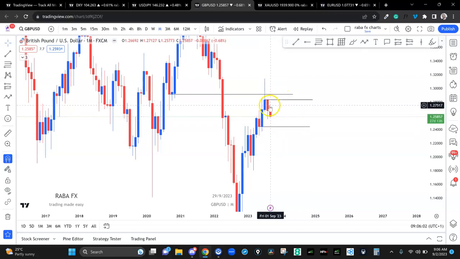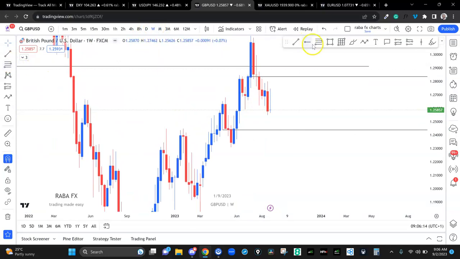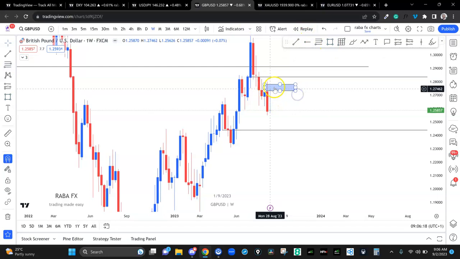Okay, so currently pounds USD is bearish. Okay, it's bearish on the monthly. If you go to the weekly, on the weekly time frame, this was a good area to start looking for shorts. Yeah, you start shorting this.